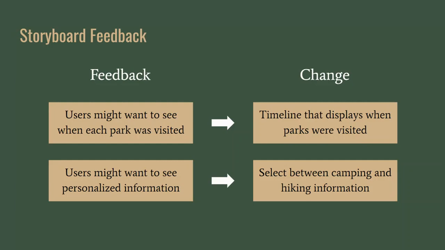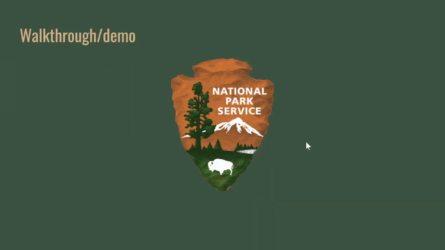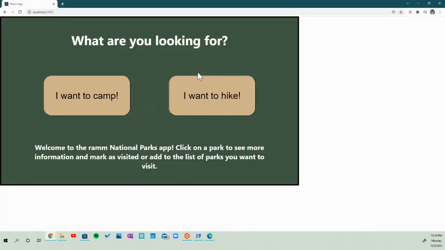Another thing we heard from users is that they might want to see personalized information about the park, so it's not just generalized. And what we did for this was when the app is launched, the user can set a preference for whether they want information about camping or hiking. Now I'll show you what our app looks like.